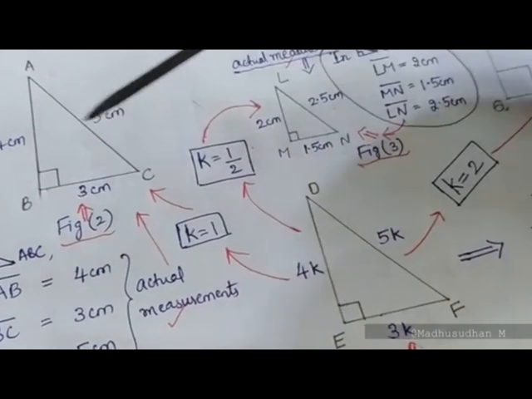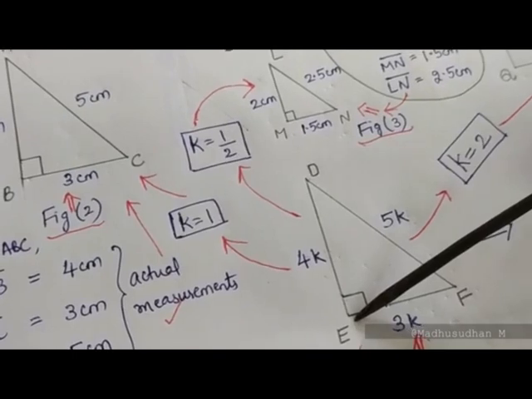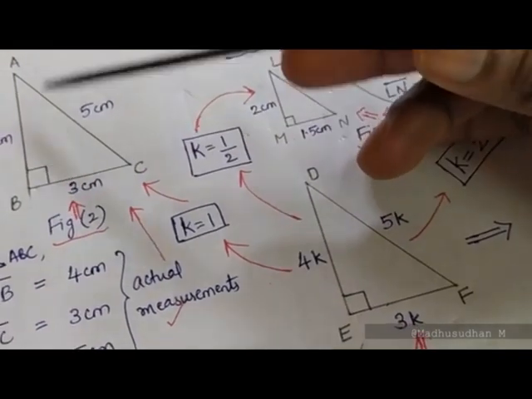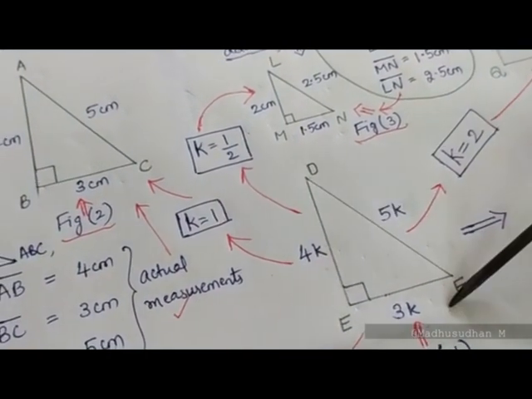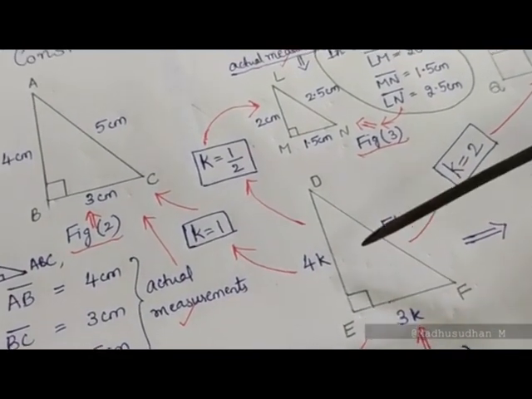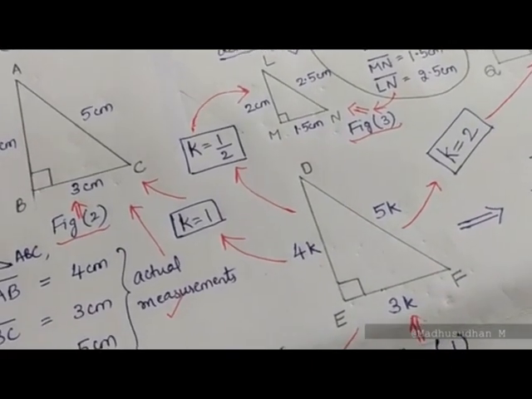B. The corresponding vertex making 90 degrees in this figure is E here. So if I say angle BAC, then I should say EDF. Followed it? So this is a very, very important point to be noted, to be learnt in this class.